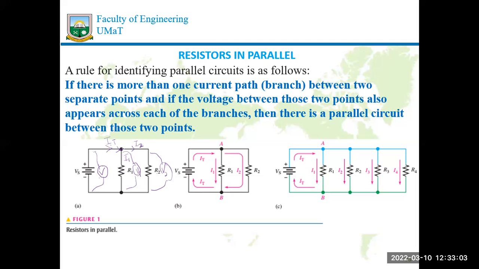Okay, if I had a third, let's say there was a third branch here, we'll see that I'll have another part of the current, which I'll call I3.